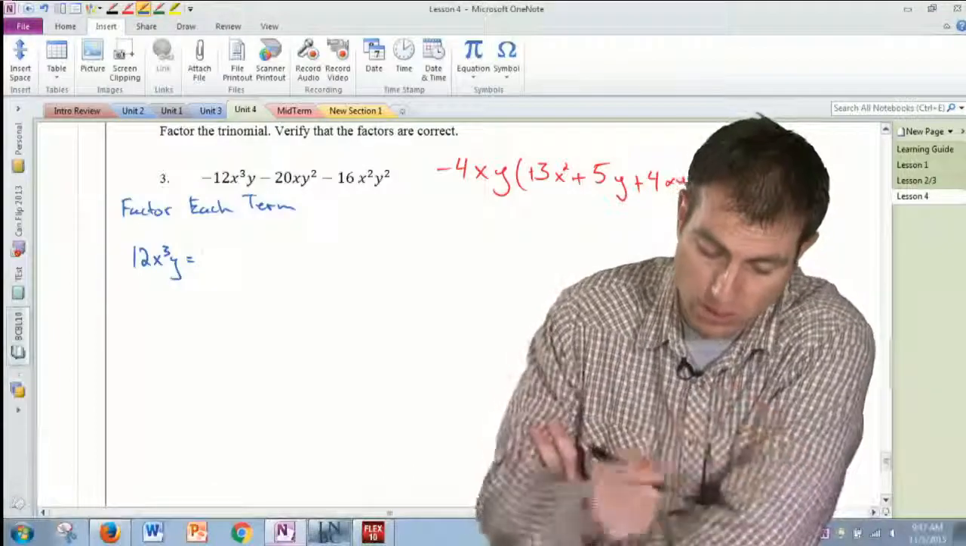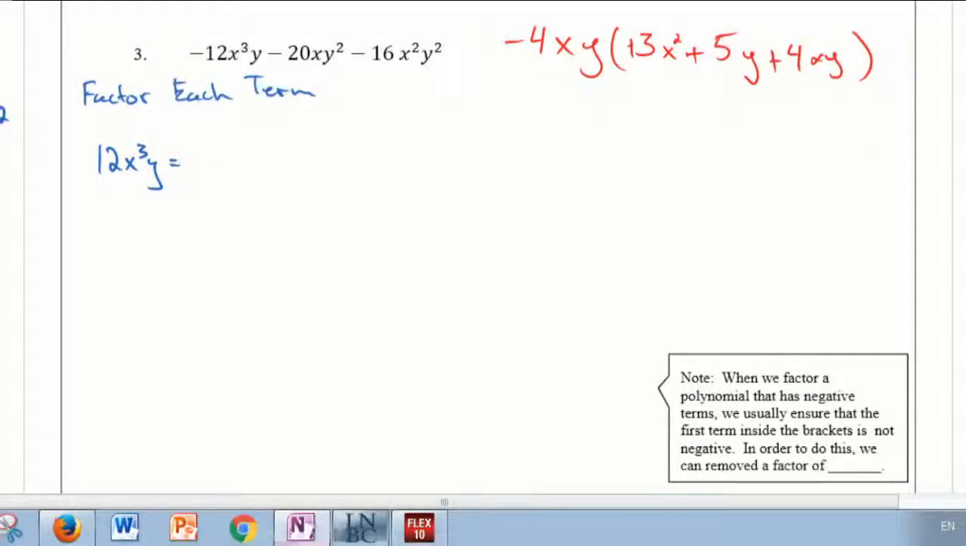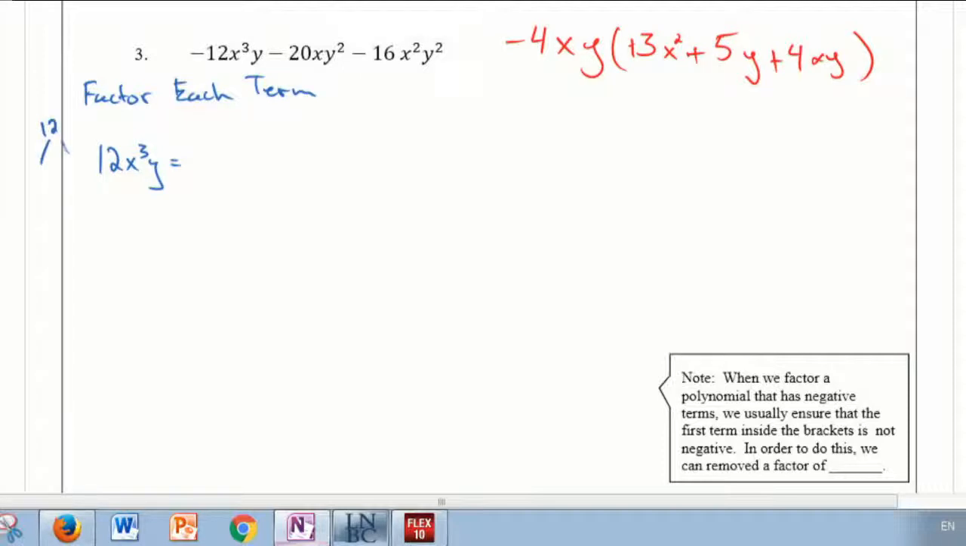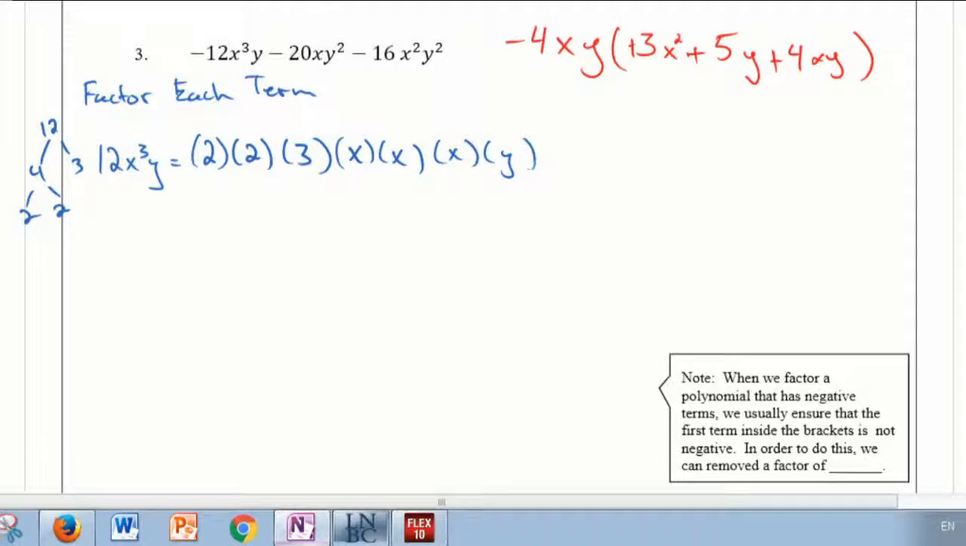So we have this 12. If we want to write a factor tree, we can. We can break 12 into 4 and 3, and 4 is 2 times 2. So 2 times 2 times 3 is 12. And then I have x cubed. If I want to break down my x cubed, I'm going to have 1x, 2x, 3x, and then I have a y. So 12x cubed y, its prime factorization looks like 2 times 2 times 3 times x times x times x times y. That's how we break it down.